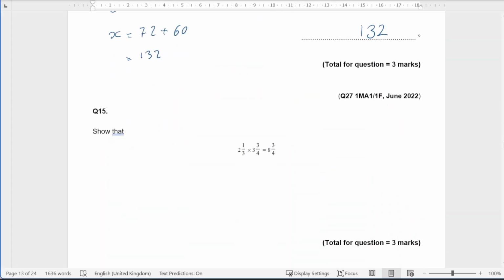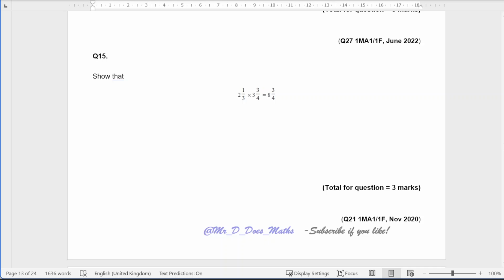And question 15 then, show that. So for a show that, I always start with one side and make it equal the other side, or hopefully. So first thing, when multiplying fractions, I need to have them as improper, so I'm going to convert them both to improper fractions. The whole number times the denominator plus the numerator gives us the new numerator. So 2 times 3 is 6, plus 1 is 7, so that would be 7 over 3. Times 3 times 4 is 12, plus 3 is 15 over 4.